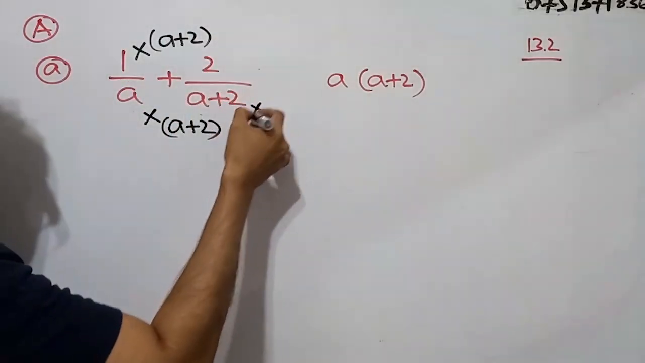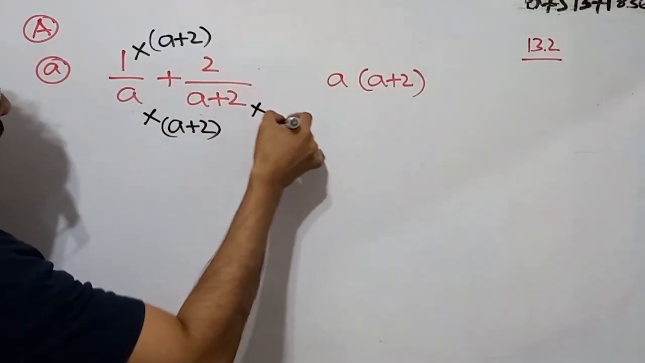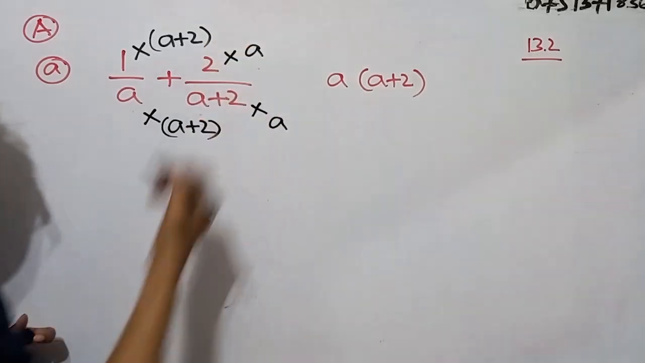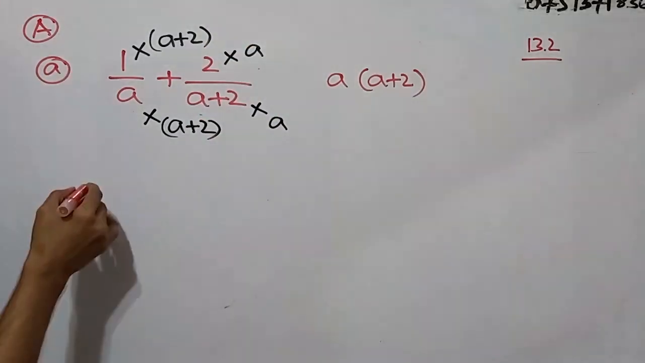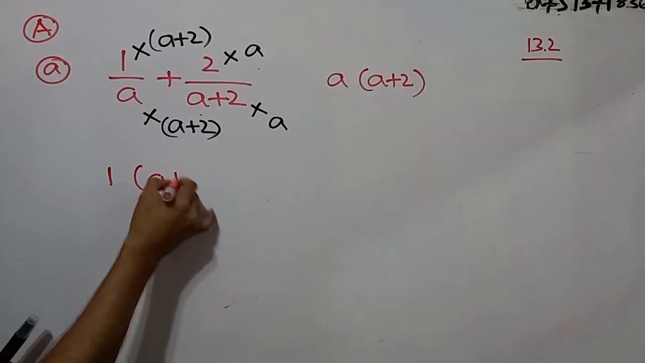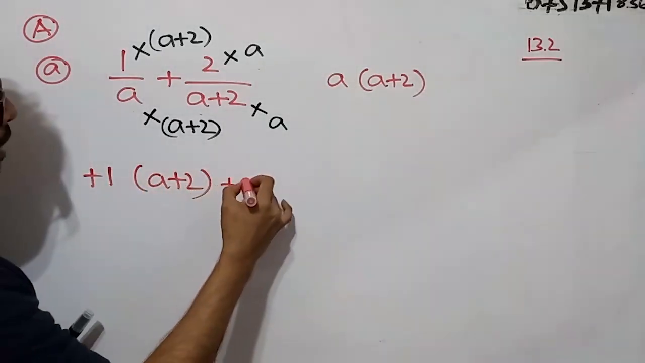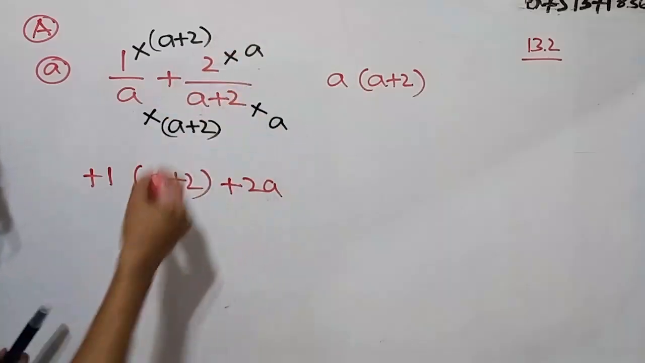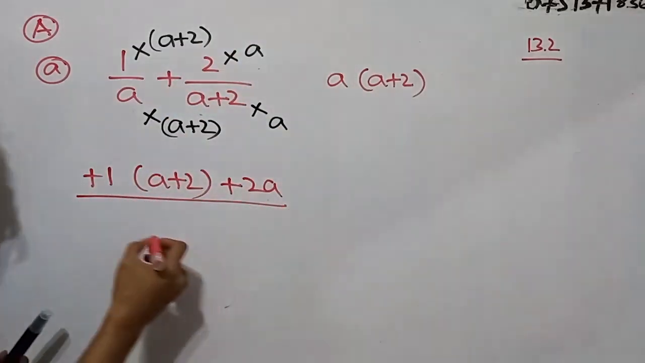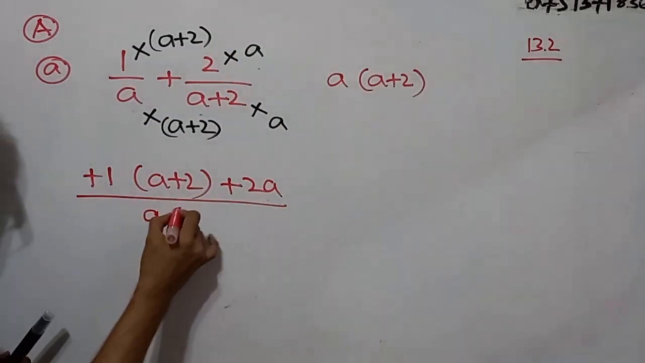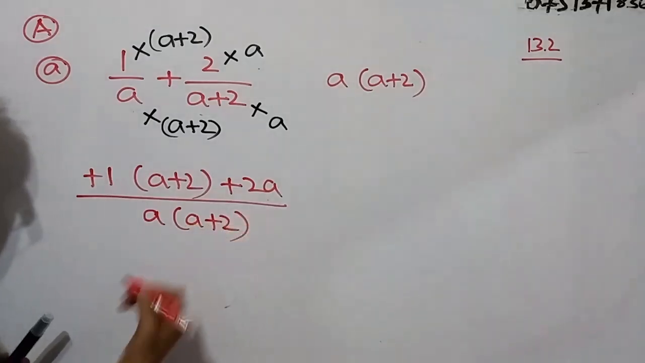Then we need to multiply this expression by a. So we need to do the same thing to number 2. So here what do we have? 1 into a plus 2. This is a positive 1 plus 2a. 2 into a, 2a. Then the entire expression we need to divide that by what? a into a plus 2.